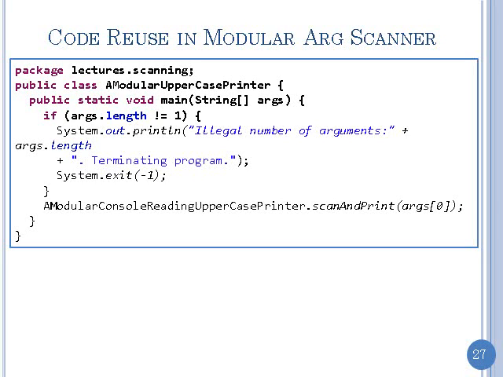Sorry, this here, this is the package first. Then this is the state you're in. This is the city you're in. And this is, I don't know, the building you're in. So that was the name of the class. Just as this is called the modular uppercase printer, a modular console reading uppercase printer. You like this name, by the way?